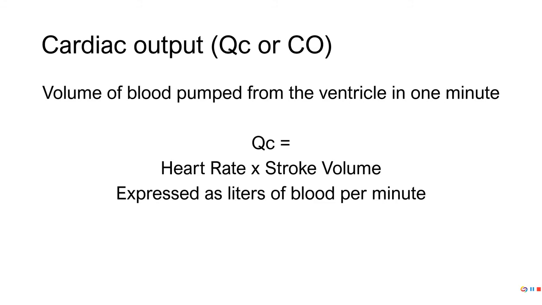So cardiac output's just how much blood is coming out of the heart every minute. Oftentimes it's abbreviated QC. Q is for flow, C is for cardiac. Okay, and we can calculate cardiac output by going heart rate times stroke volume. Even though stroke volume is usually in milliliters, we generally express cardiac output as liters of blood per minute.